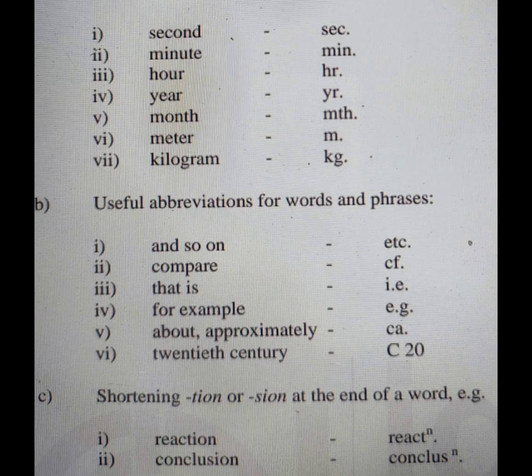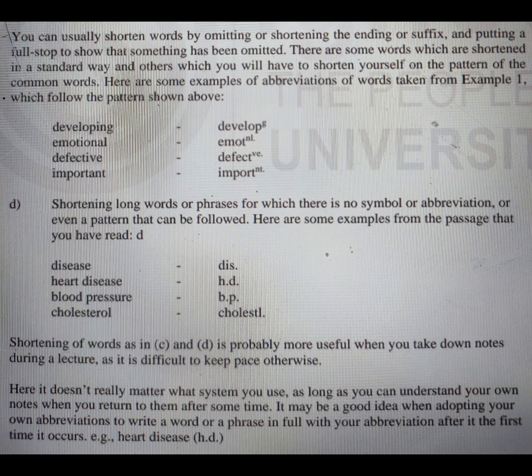I. Reaction. II. Conclusion. You can usually shorten words by omitting or shortening the ending or suffix, and putting a full stop to show that something has been omitted. There are some words which are shortened in a standard way and others which you will have to shorten yourself on the pattern of the common words. Here are some examples of abbreviations of words taken from example 1, which follow the pattern shown above.